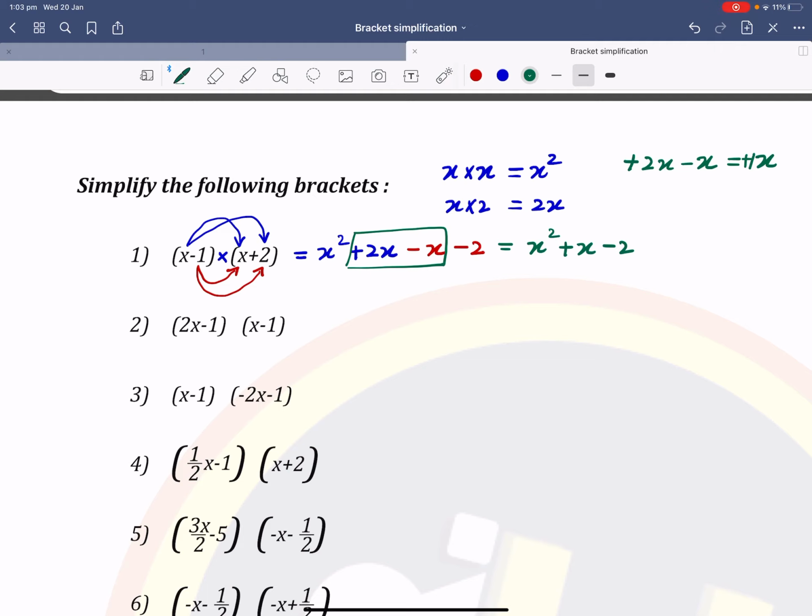So we can think of it this way. If I get a very similar but simple question, you can say plus 2 minus 1. It's obviously plus 1. So here what you do is you just include x. So keep that in your mind. Okay. Now we will move into the second question.